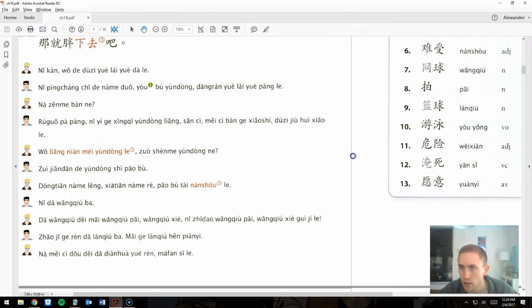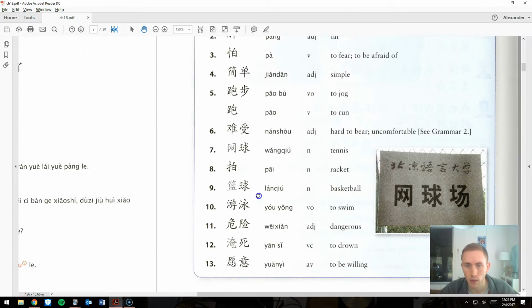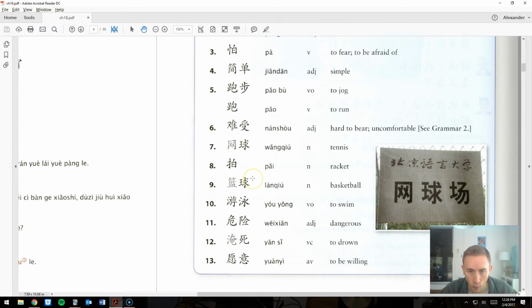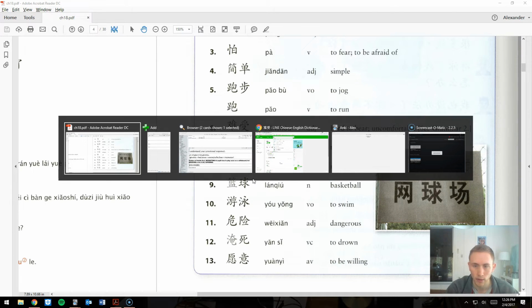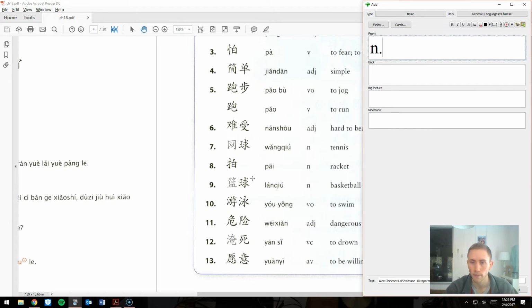Getting back here. Oops. Okay, nanshou. Okay, so wangqiu. Okay, so I actually don't know this, tennis, but qiu is a very common way. It means ball, and so it's a very common way of saying sports. So like saying, I play sports is da qiu, or wo da qiu. So wangqiu. Okay, so this is good. I'll make a new card here because it's something that I do not know. Tennis, wangqiu. And let's see. So it must mean something.